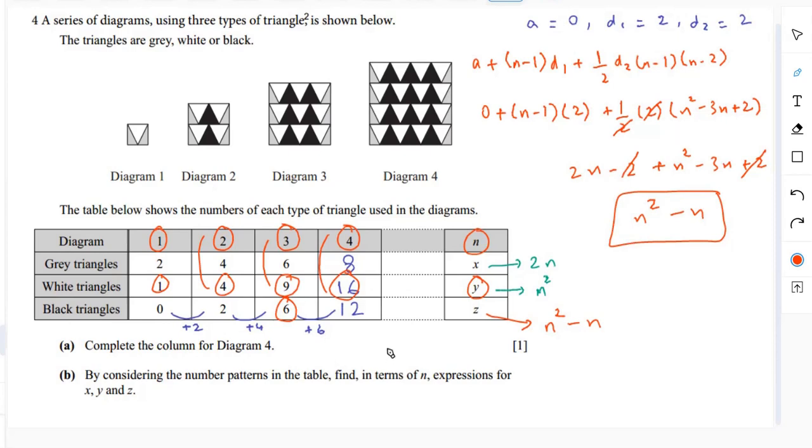N square is for white, yes. So white का तो n square आ रहा है. We figured that out earlier. White का n square ही आता है वहां से, exactly.